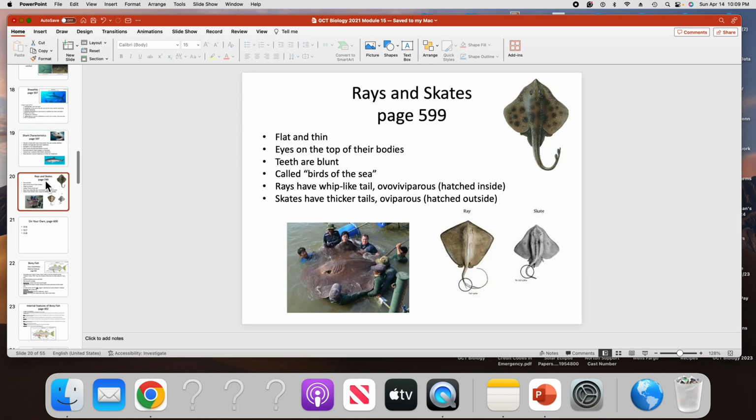All right, so let's look at rays and skates. These guys are pretty flat and thin, and they have their eyes on the top of their bodies. They have blunt teeth and are often called birds of the sea because of the wing-like and beautiful way that they propel themselves through the water. So in contrasting them, the rays have a whip-like tail. They're ovoviviparous, hatched inside, whereas the skates have thicker tails, which are oviparous, and you can see here their tails, and they're hatched outside the body.